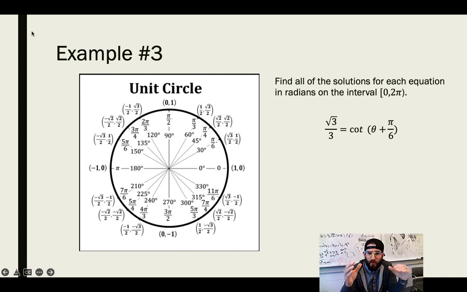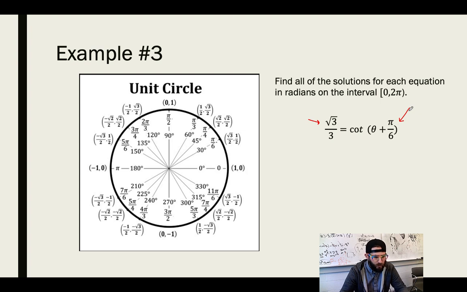All right, so in the first two examples, we walked through solving these trigonometric equations algebraically, and they were pretty straightforward because the constant value that we solved for was pretty visible on the unit circle. Now, the work that we're going to be doing here is a little bit different because the value square root of 3 over 3 is not one of the x and y coordinates. And also here, we don't have just theta, it's offset by pi over 6.